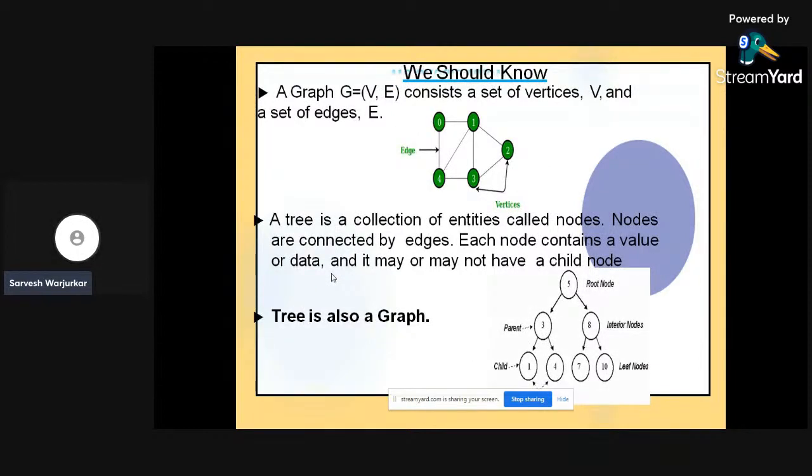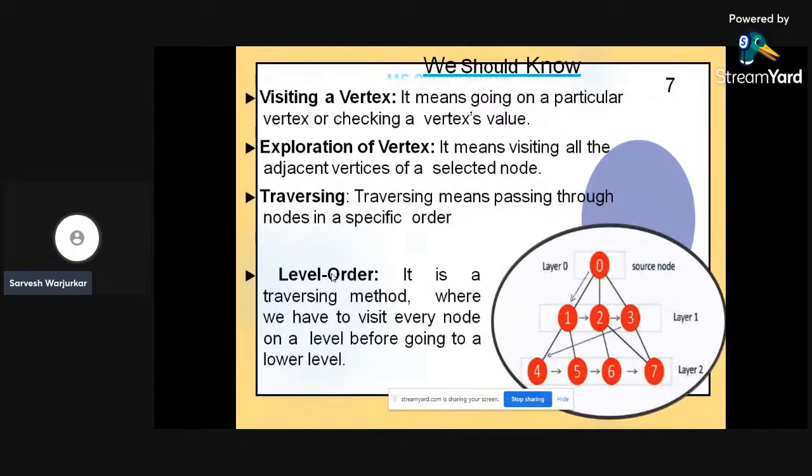So why should we know about BFS? A graph consists of vertices and edges, where V is the set of vertices and E is the set of edges. A tree is a collection of entities called nodes. You know that a tree is a directed tree. Nodes are connected by edges, and each node contains a value or data. It may or may not have child nodes. For example, nodes 1, 4, 7, and 10 are called leaf nodes. They do not have any child. A tree is also a graph, as we have already mentioned.